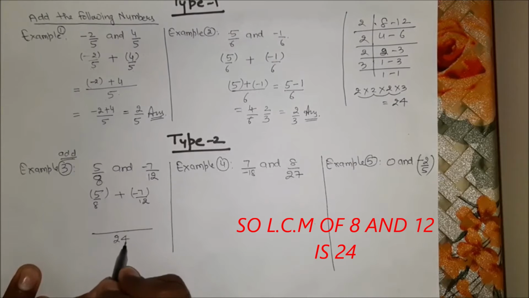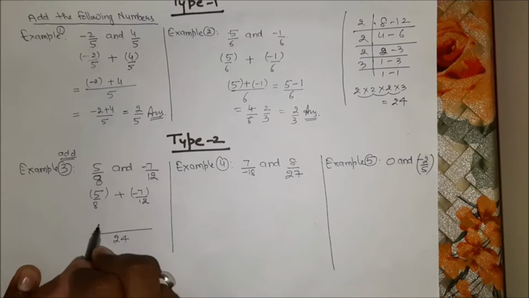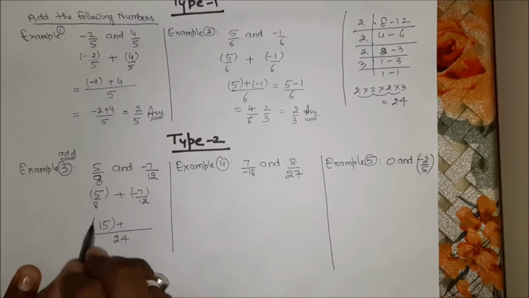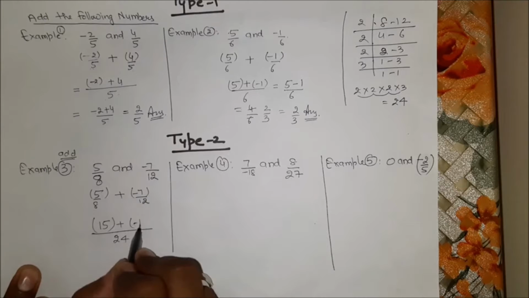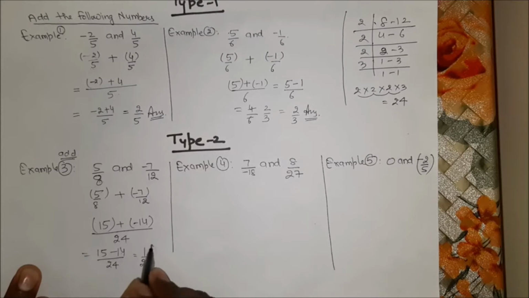Write down LCM 24. Now 8 threes are 24, 3 fives are 15, plus 12 twos are 24, 2 sevens are minus 14. You will get 15 plus minus 14 by 24, or we can say 15 minus 14 is 1 by 24, and that's your answer.